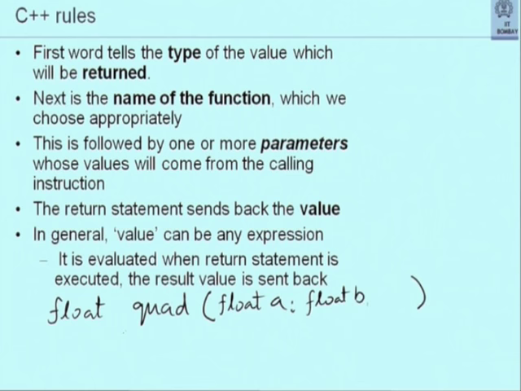Please note that the order in which these parameters are listed is extremely important, because it is in this order that the actual parameters will be brought in and copied into these locations. If I mess up with the order, I will get something wrong. The return statement sends back the value. And in between are all my computational steps. Is this followed? Pretty simple.